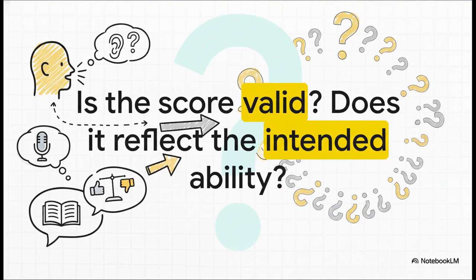But hold on. Even if a score is perfectly reliable, there's one more, even deeper question we have to ask ourselves. Is it valid? In other words, are we really measuring what we think we're measuring? Like, are we scoring their speaking ability, or are we getting distracted by their accent? Are we scoring the quality of their argument, or are we secretly biased because we agree with their point of view? Validity is that ultimate gut check on whether our scores truly mean what we say they mean.